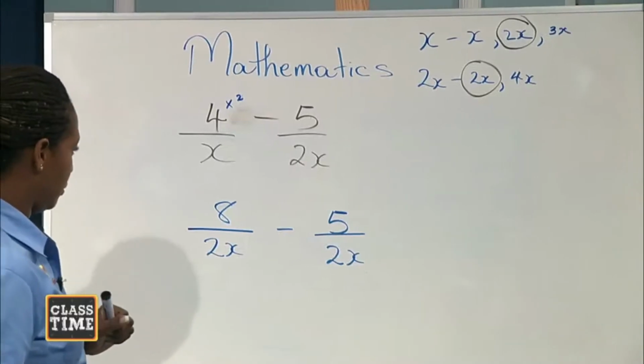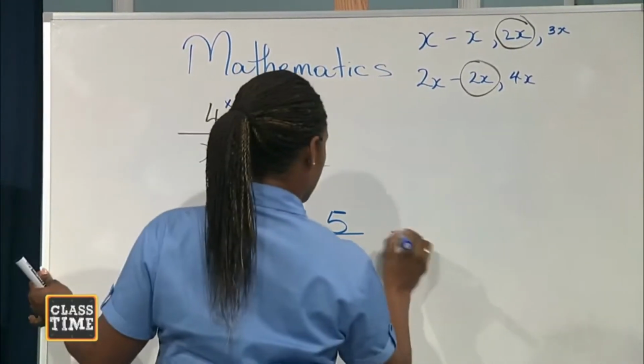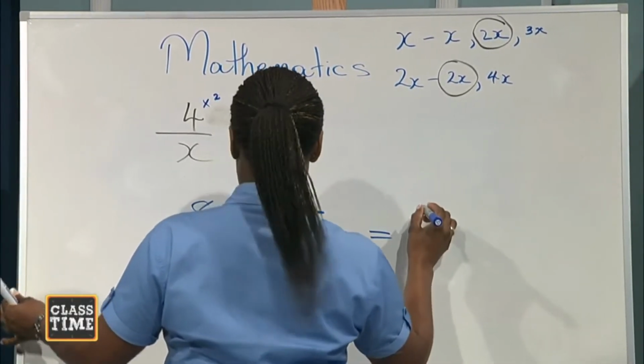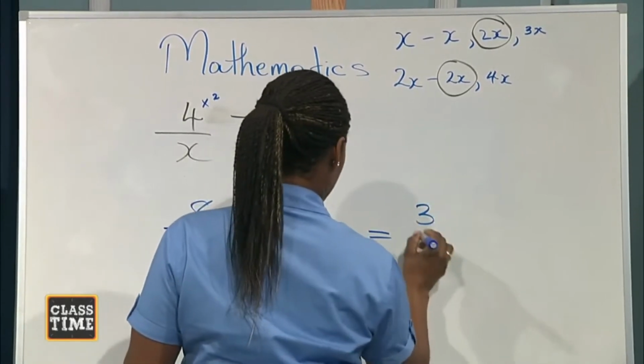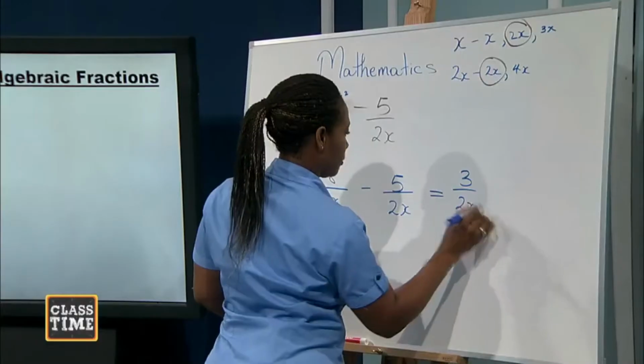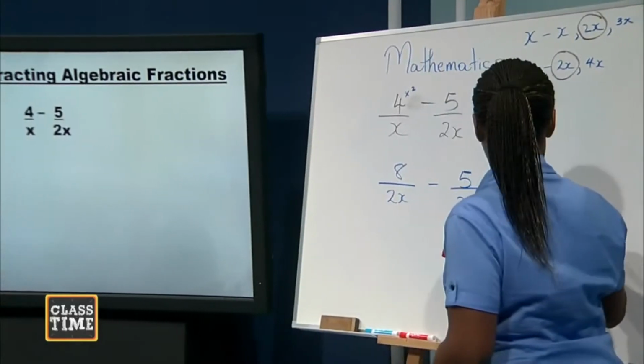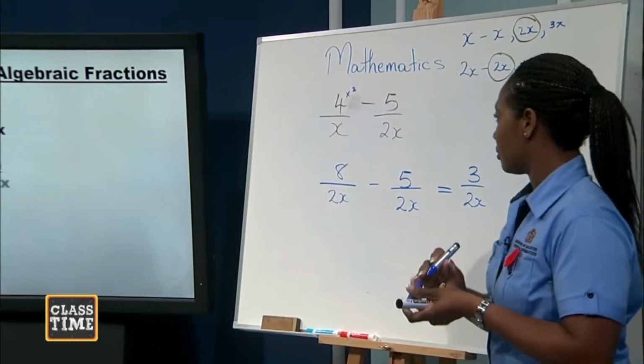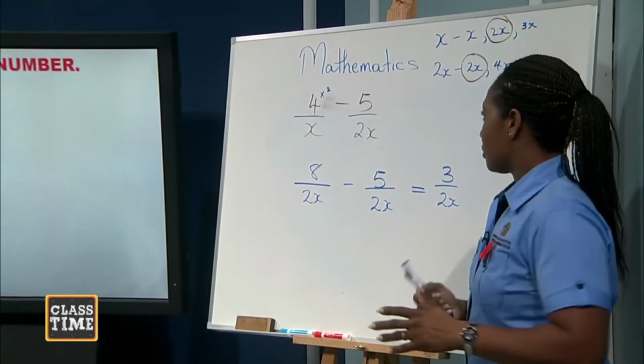And now we need to simplify. So 8 minus 5. Remember, both of them are equivalent fractions. They belong to the same whole, so we just need to subtract the numerators, which gives us 3 divided by 2x. Good job, Tamika.